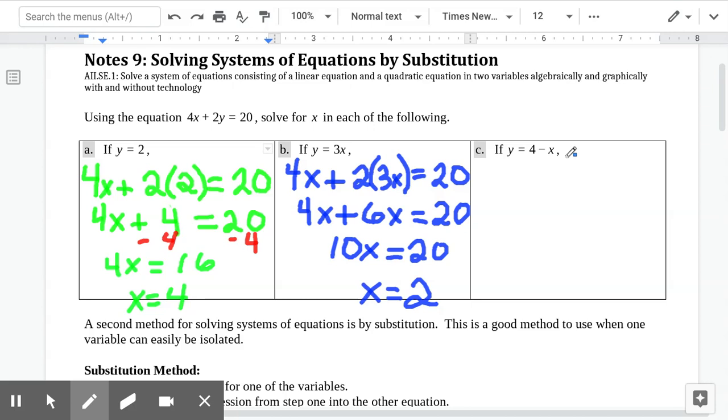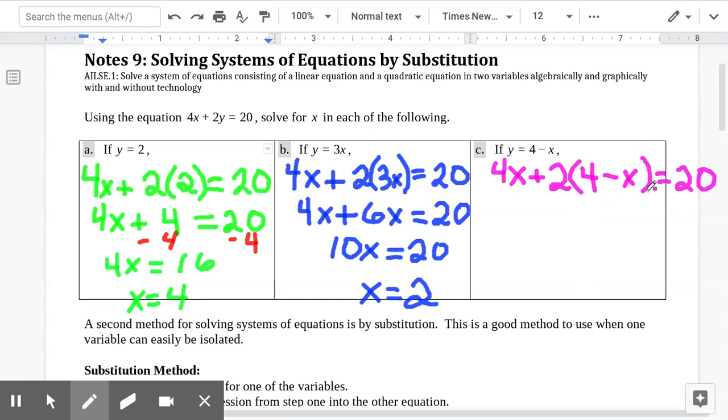So it's kind of like example B, where we have y is equal to an expression involving a variable. It still works the same. We're going to interchange that variable y with the expression 4 minus x. So let's see what that looks like. Again, using our given equation, 4x plus 2y equals 20, we are going to replace that variable y with 4 minus x.